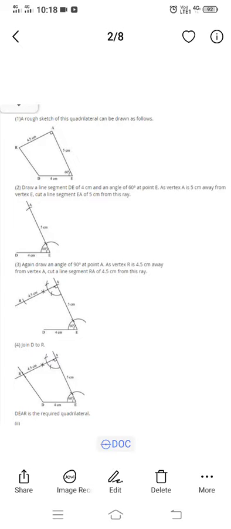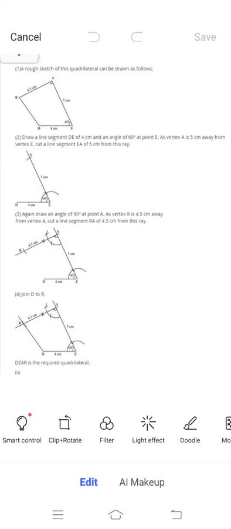So DE is 4 cm, that is given, and angle E is 60 degrees, that is also given, and EA is 5 cm, then angle A is 90 degrees, then AR is 4.5 cm. All these things are given, so we have to draw accordingly. Now first draw a line segment DE of 4 cm. Then draw an angle of 60 degrees at point E.